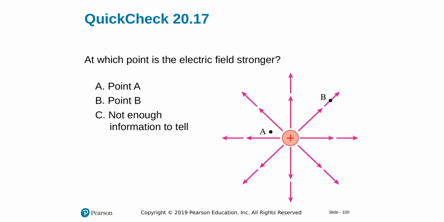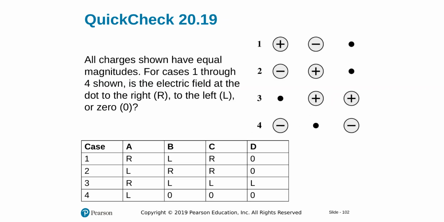This is a logical example: at which point is the electric field stronger, A or B? A is closer, so stronger, B is farther. I can also use my equation for electric field to understand this. kQ over r squared: large r will give me small E. So point A has a stronger electric field.